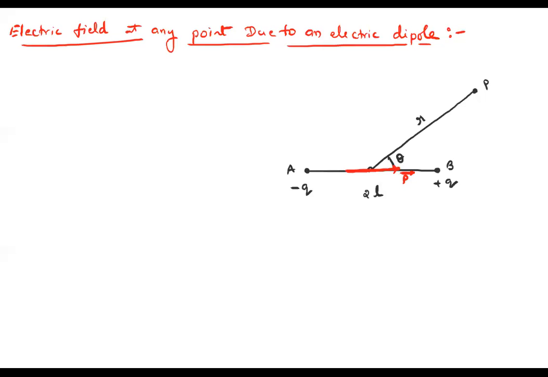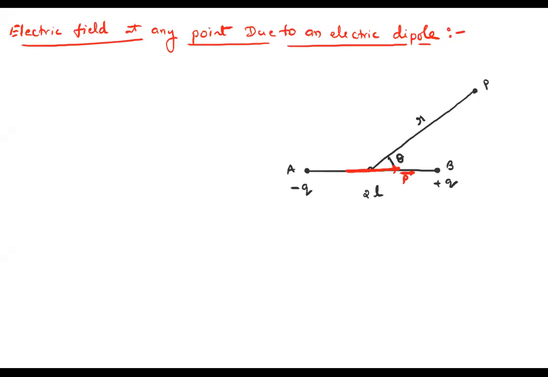Next one is electric field at any point due to an electric dipole. How to find electric field at any point due to an electric dipole? That means, as of now, we have discussed two cases.